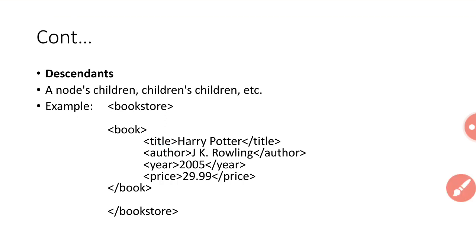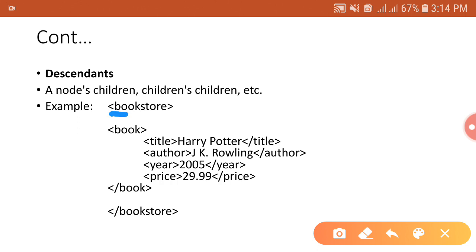Next is descendants. Nodes, children, children's children, etc. are called descendants. In this example, descendants of bookstore element are book, title, author, year and price elements. Okay, here book is child of bookstore and title, author, year and price are children's children of bookstore.